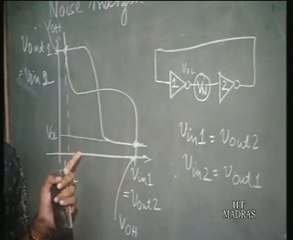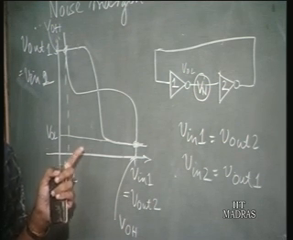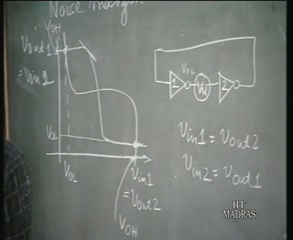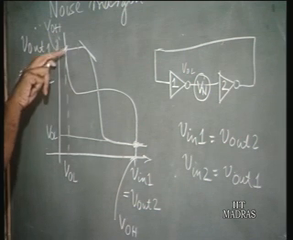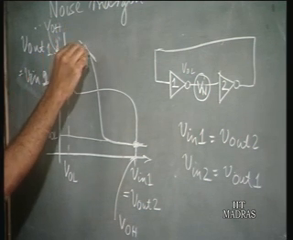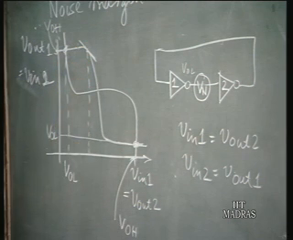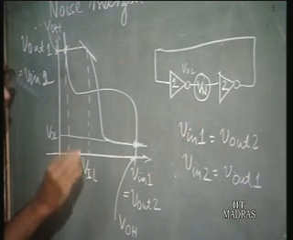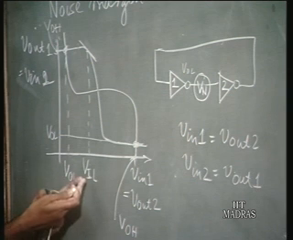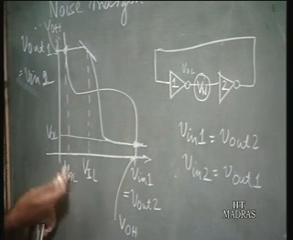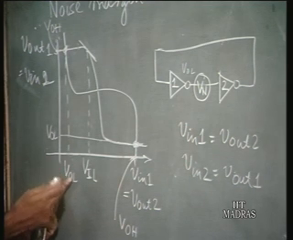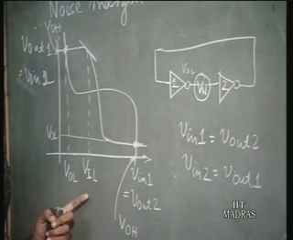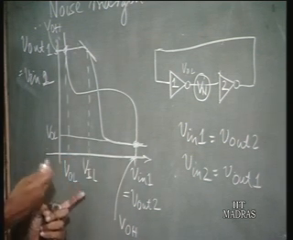Now, what is the input voltage up to which it can tolerate? Usually the definition is that where the slope of this curve becomes equal to -1, that is the maximum you can tolerate. When the slope becomes -1 at this point, this is called VIL. That is the maximum value of the input voltage which is going to be considered as a logic low by this circuit, that is VIL. Beyond that it is no longer logic low at the input.